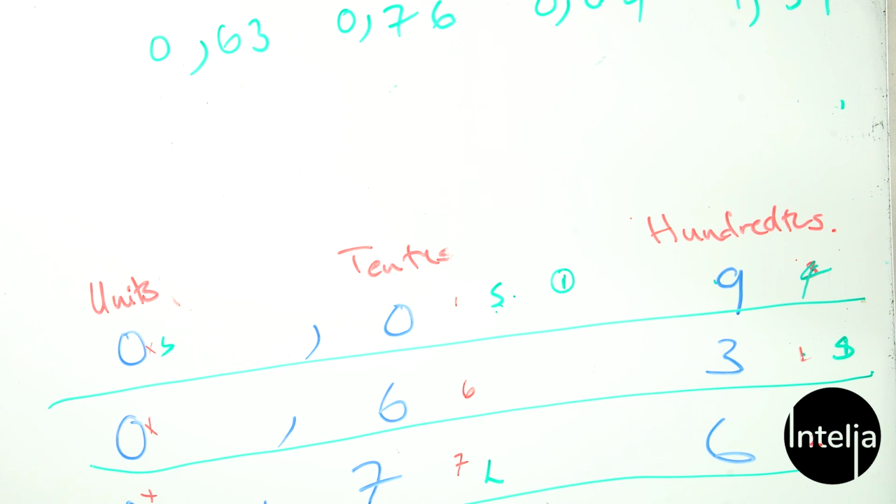So this is all how you order your decimals from the smallest to the largest. So this is all for our lesson.